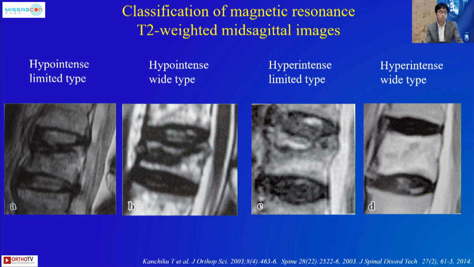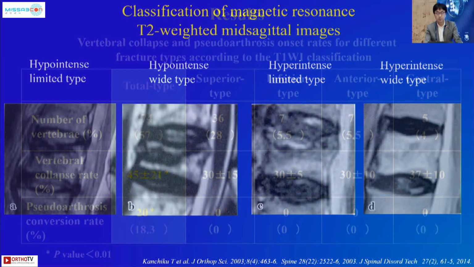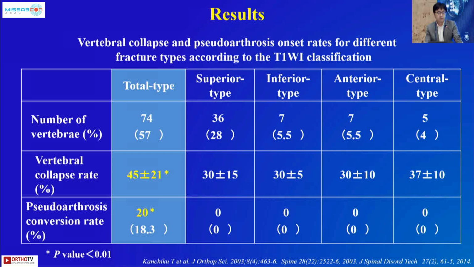This is the T2 classification. We classified this into hypointense limited type and hypointense Y type. Okay, let me show the results.